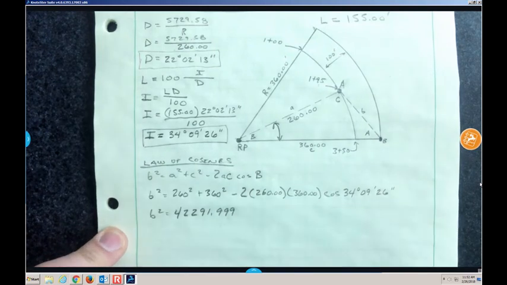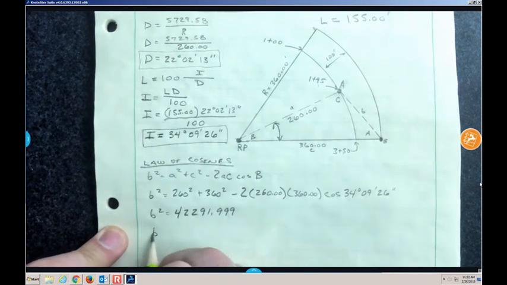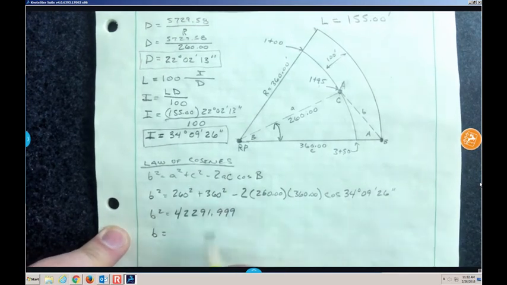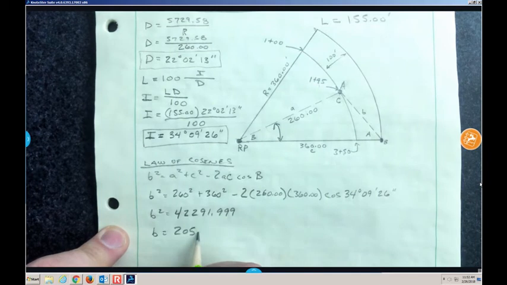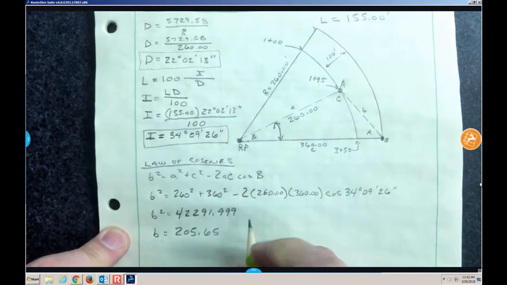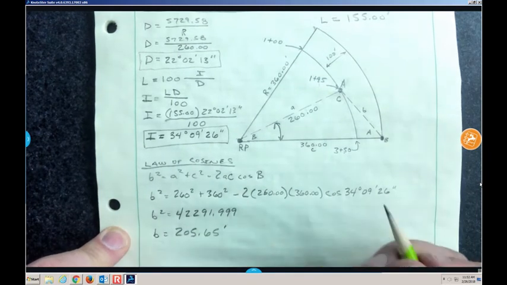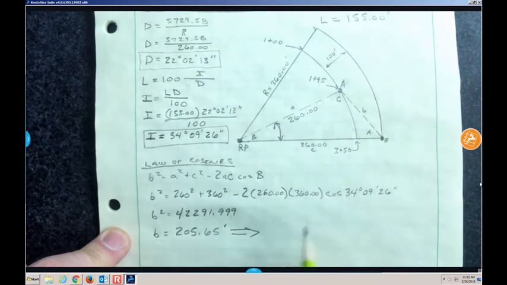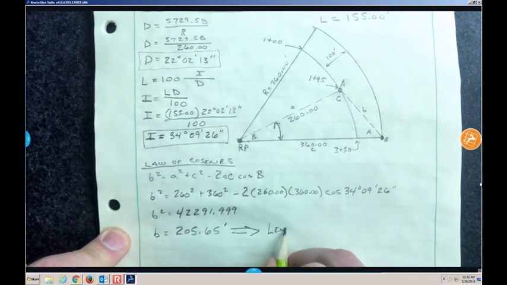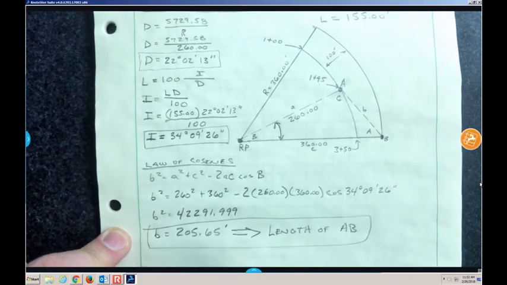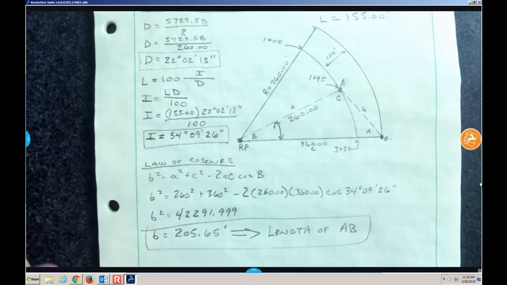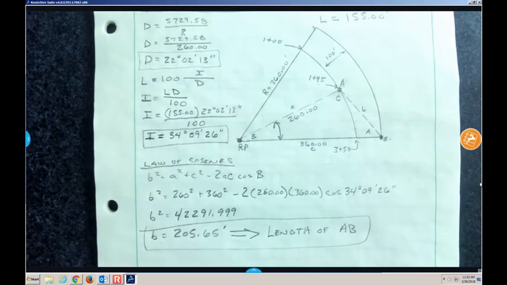42,291.99956. Let's go 999. Okay, so this is b squared. Now, what is b then? 205.65. 205.65 feet. That is the length, okay, so that's A to B. Pretty simple, right?